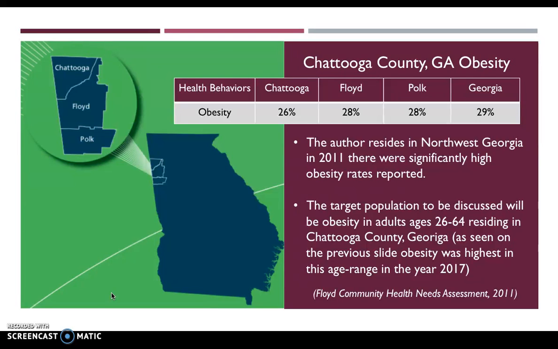The following slide discusses data from the Floyd Community Health Needs Assessment from 2011. It includes 3 counties, Chattooga, Floyd, and Polk. Chattooga County was in the 26th percentile for obesity, comparatively to the state, which was 29%. The target population to be discussed will be obesity in adults ages 26 to 64 residing in Chattooga County, Georgia.